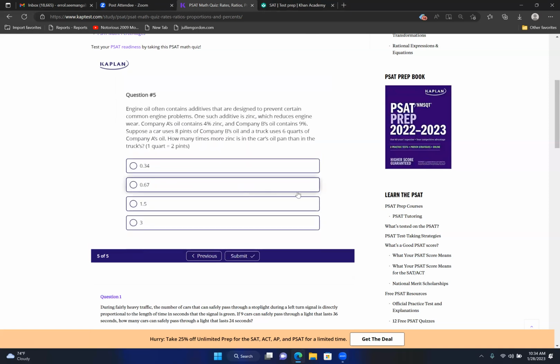All right, engine oil. Engine oil often contains additives that are designed to prevent certain common engine problems. One such additive is zinc, which reduces engine wear. Company A's oil contains 4% zinc, and Company B's oil contains 9%. Suppose a car uses 8 pints of Company B's oil and a truck uses 6 quarts of Company A's oil. How many times more zinc is in the car's oil than the truck's? Okay, so how do we do this one?